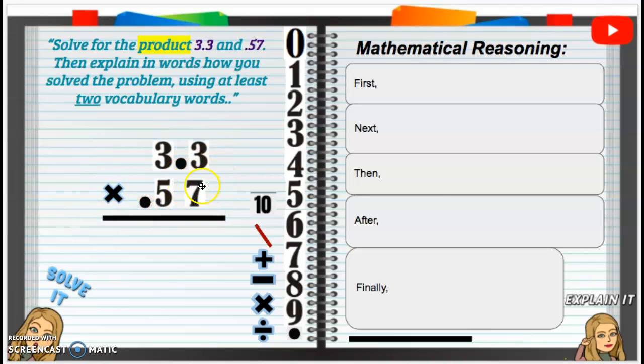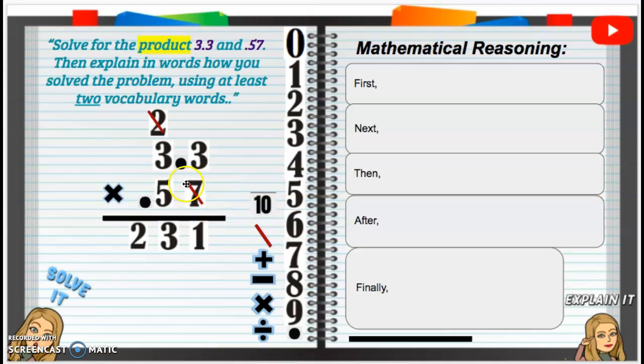Well, we take the 7 and we multiply it through. 7 times 3 is 21. So I'm going to carry that 2, drop that 1. 7 times 3 again, 21 plus 2 is 23. So 23. Am I done? No, not yet. We're done with this remainder. We're also done with this 7. So I'm going to cross the 7 out.